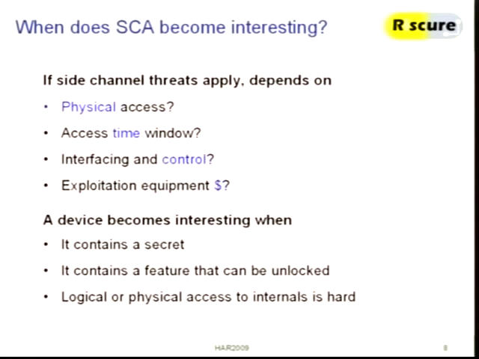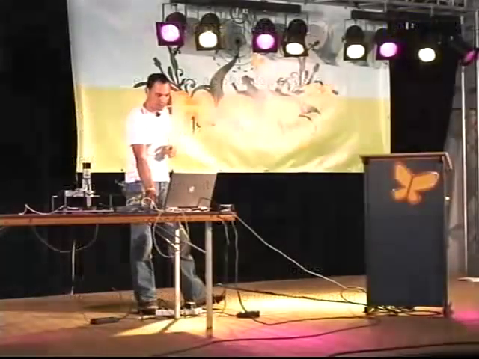And of course, again, it becomes interesting when there's a secret inside. You need to gain something. With embedded devices, often unlock codes and feature unlocks are also interesting, so it's not even about the secret key to do your payment, but just expanding the possibilities of your device. But also, it tends to only apply when other attacks are much more difficult, and that's kind of a theme that you'll see throughout this: the logical and the physical access protections already need to be pretty tough before you start to think about side channel analysis.